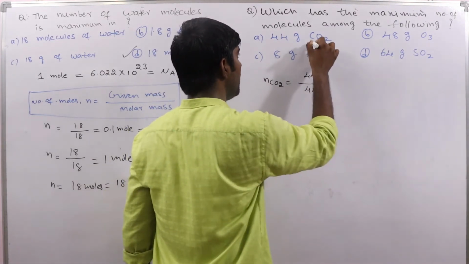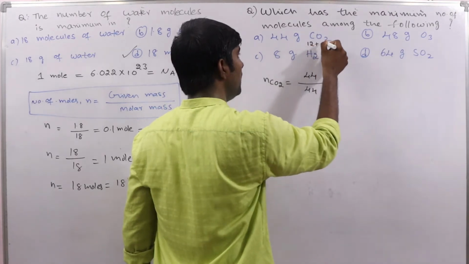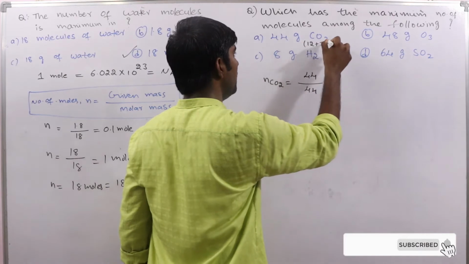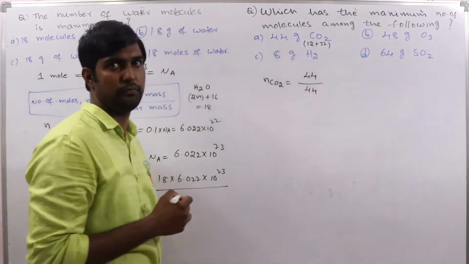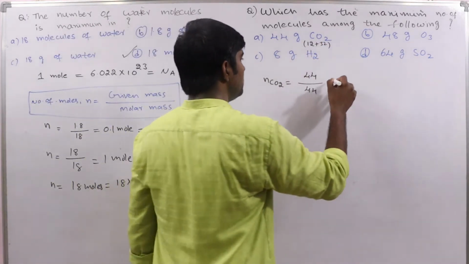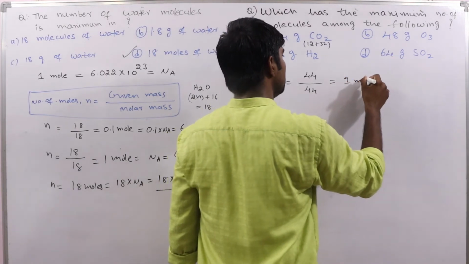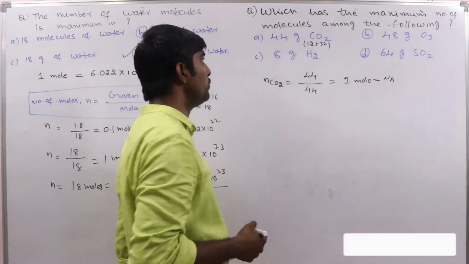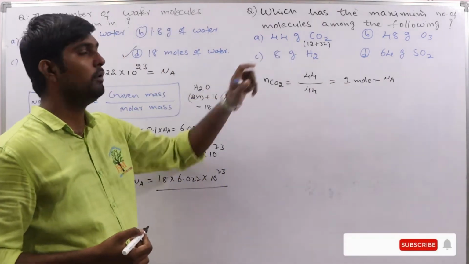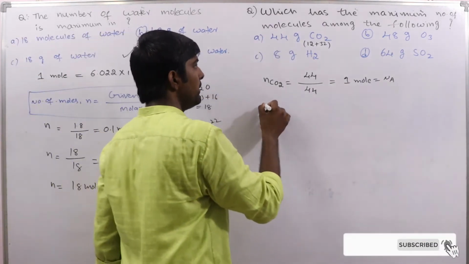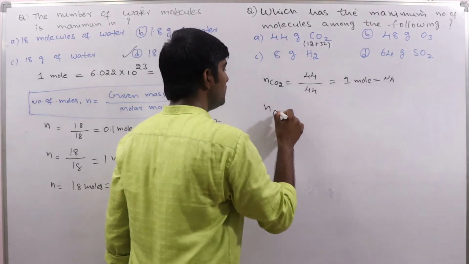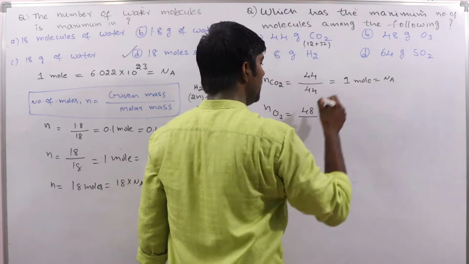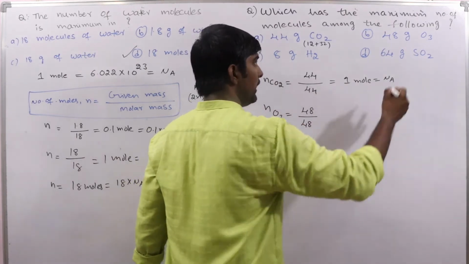44, right? Atomic mass of carbon is 12, for oxygen 16, two oxygens, that is equal to 32. 12 plus 32, how much? 44. So that is 1 mole, nothing but Avogadro number of CO2 molecules are present in a 44 gram sample. Next, the number of moles of ozone: given mass is 48 grams by molar mass 48, right?